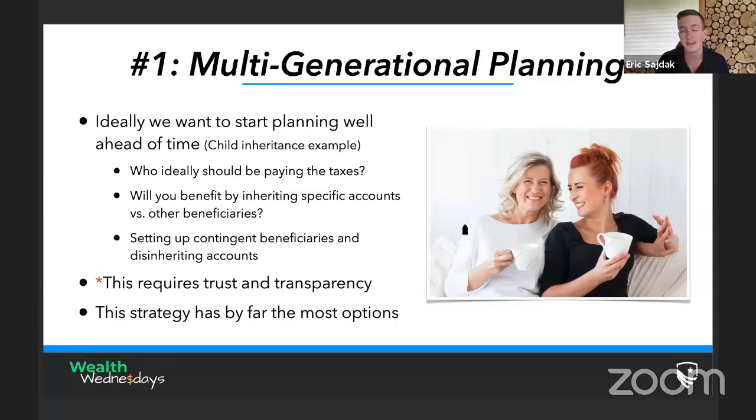Well, if Ray and Veronica's kids are in their early 20s or 30s, one, they'll probably be in much lower tax brackets, and also they can use that money just as much, if not more. So again, disinheriting an account and letting it pass to the contingent beneficiary in specific cases can make a lot of sense as well.